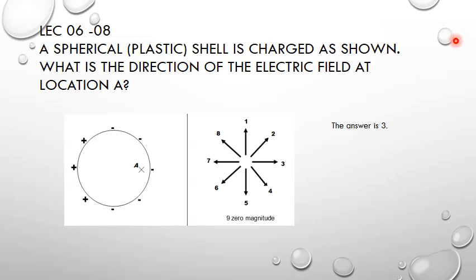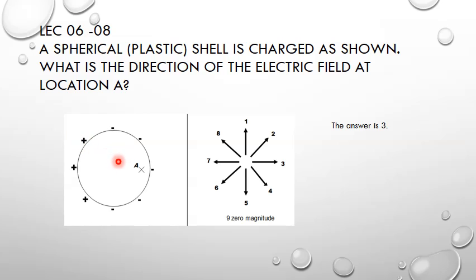Okay, the correct answer here is 3. Why is it 3? Well, if we look at A, this is not uniformly charged. It is a sphere, it's not uniform, and it's plastic. It's a dielectric. So if you're at A, the biggest component of electric field you're going to see is caused by this minus charge, and so it should point towards it. And then there should be some by this, but these are all symmetrical. That's symmetrical. That's symmetrical.